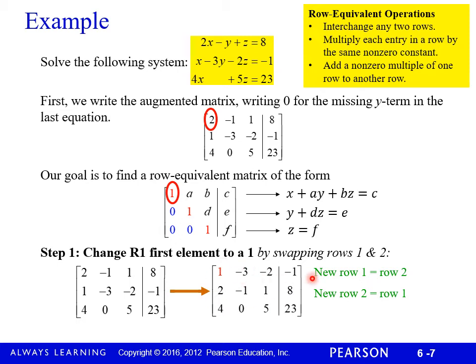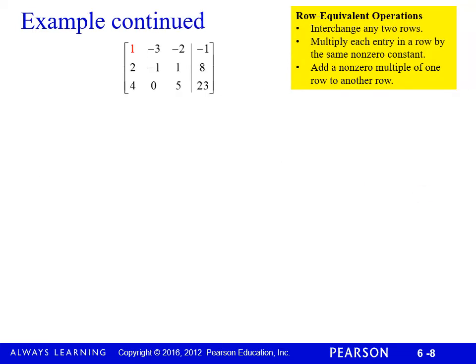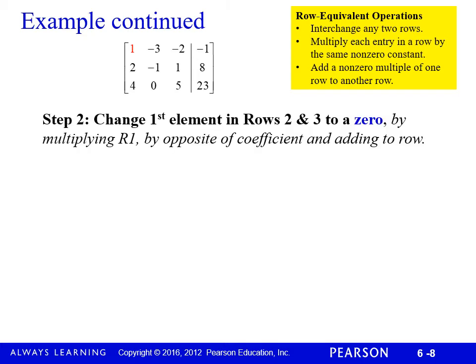Now when we're doing these, we need to again work column by column. So we got the 1, and now we're going to go down and create zeros. All right, there's our matrix where we left it off. Our next step is to change the first element in rows 2 and 3 to a 0. Okay, we need both of those numbers in that first column to be zeros because we're trying to build the row echelon form.